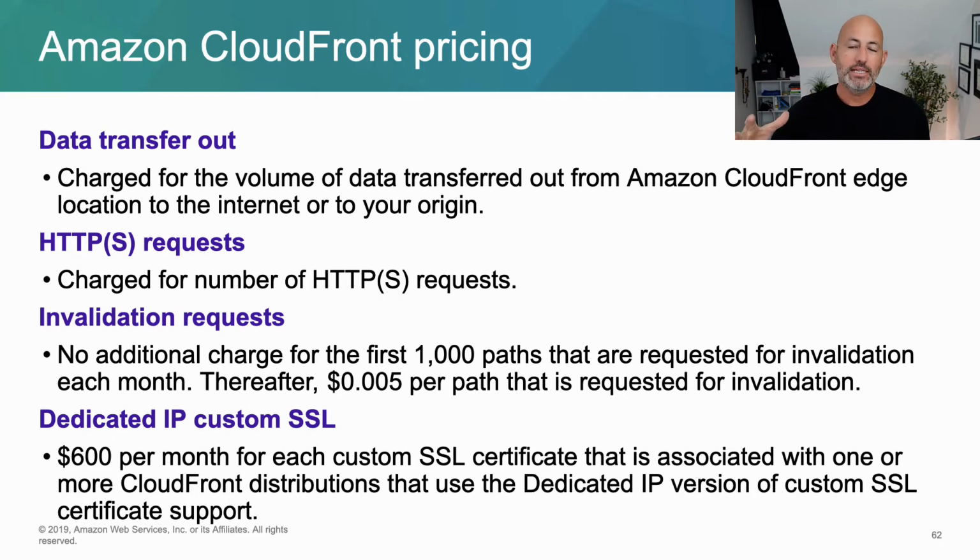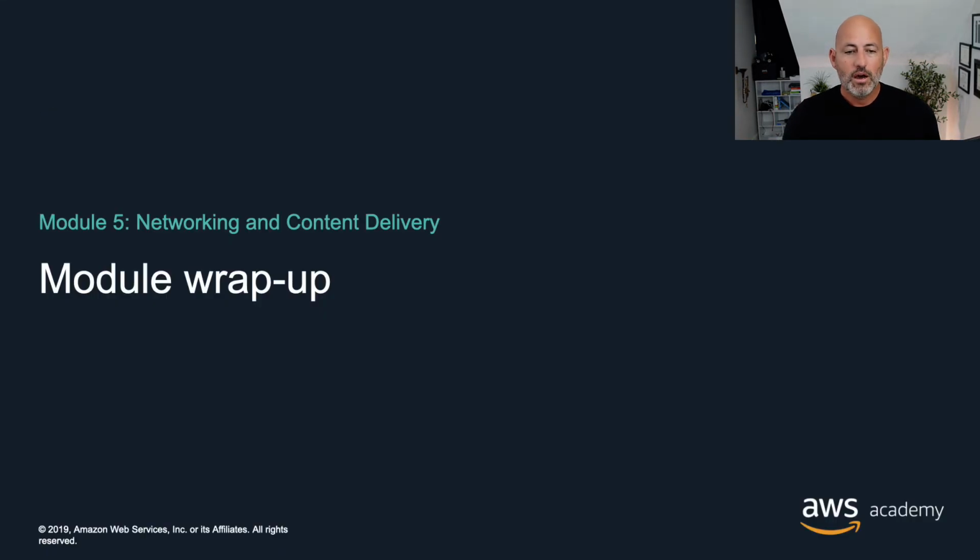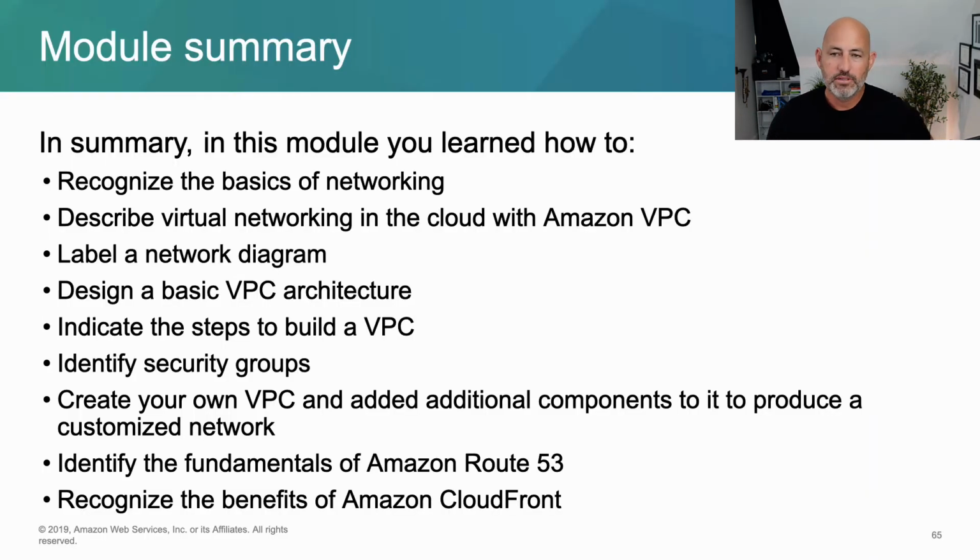So the idea here is that, let's say you publish a new blog post, I don't know, once a week or something, you're not going to get these charges because you're invalidating the cache on an infrequent basis. But if you're invalidating tons and tons of paths per month, you might start to get some charges for the invalidation. All right, so that's really it in terms of networking.